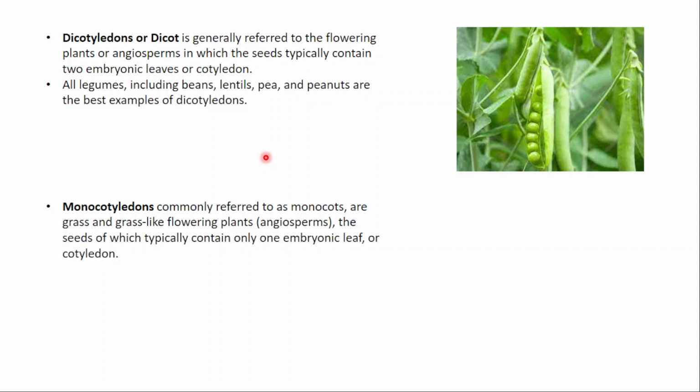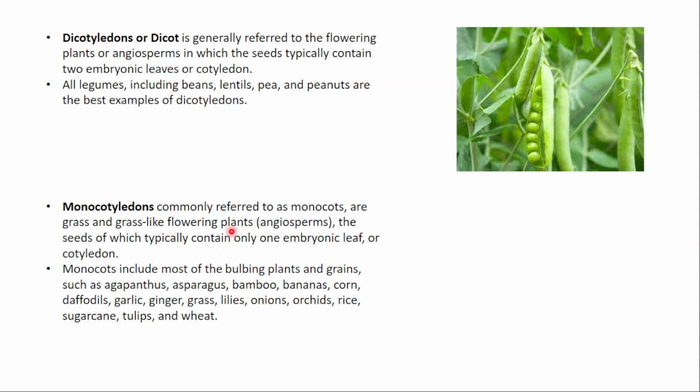Similarly, you dissect the word monocot. Mono means one, cots stand for cotyledon. So any plant germinating with a one cotyledonous structure is called a monocot. It is also a flowering plant or an angiosperm where the cotyledon is one in number. Monocots include most of the bulbing plants and grains, such as agapanthus, asparagus, bamboo, bananas, corn. So corn, bamboos are all monocots. Daffodils, garlic, ginger, and the list is endless.